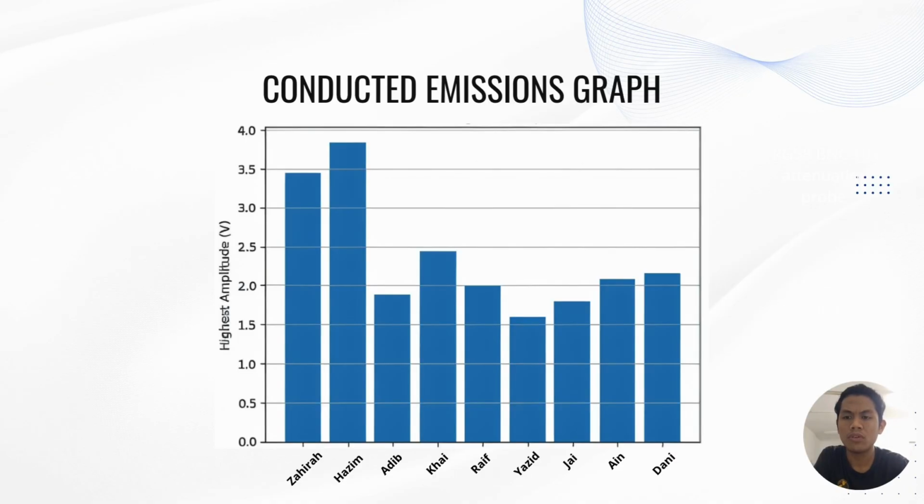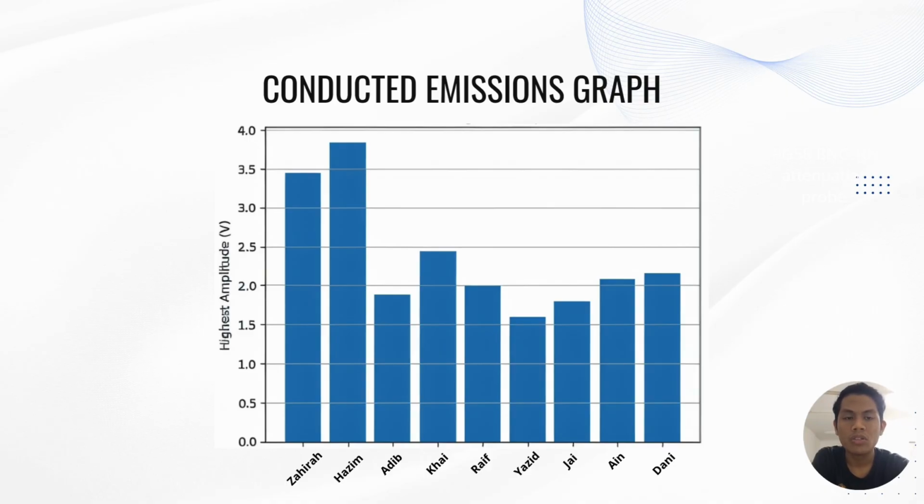For the conducted emission graph, it shows the highest amplitude in voltage versus the names of our members: Zahira, Hazim, Adit, Kai, Raif, Yazid, Jai, Ain, and Dani. Based on the graph, we found that Hazim got the highest amplitude of around 3.84 volts, followed by Zahira, who also shows a higher amplitude reading compared to other members. The lowest amplitude is around 1.6 volts, which is Yazid, and the majority of the amplitude values range from 1.8 volt to 2.5 volt.